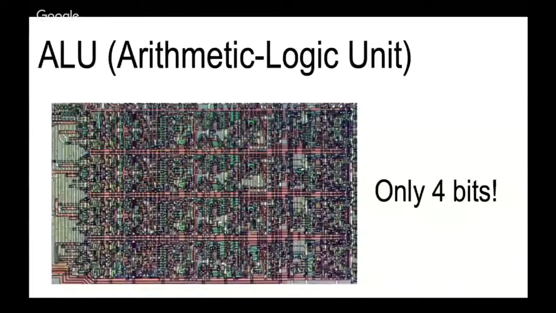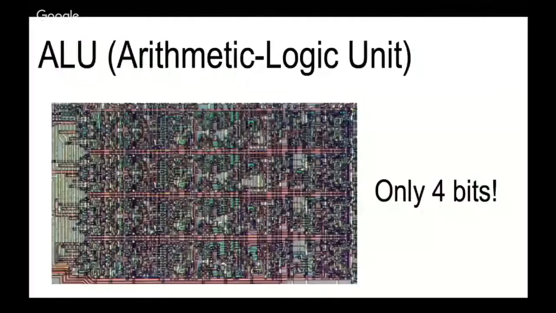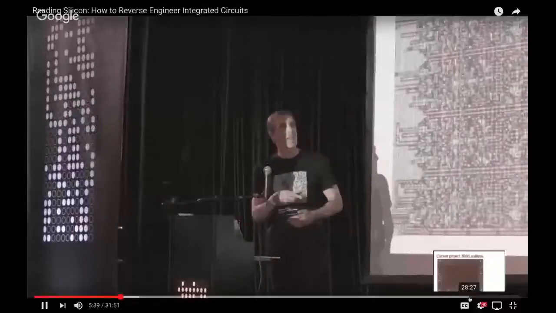Now, the bizarre thing I found in the Z80 is that you can see there's only 4 slices here. The Z80 is an 8-bit chip, but it only has 4 bits of ALU. How does that work? Well, it turns out that the designers realized the performance of the Z80 was limited by memory speed, so they had enough time to run everything through the ALU twice. So they saved space by putting a 4-bit ALU into an 8-bit chip.